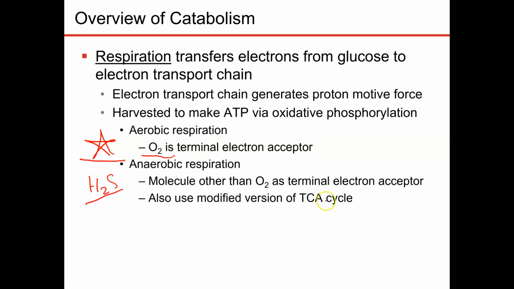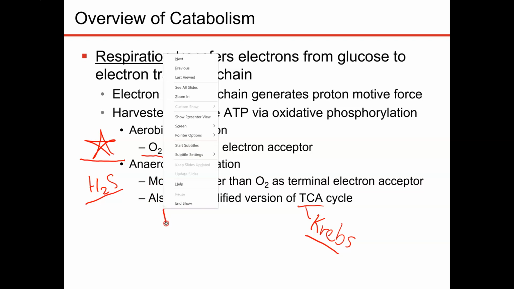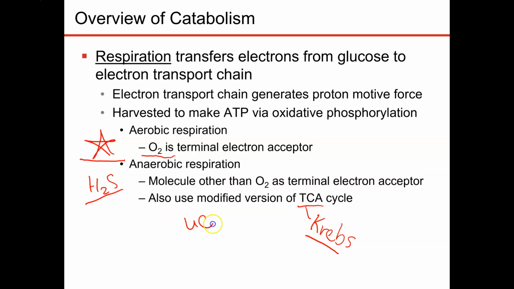They also use a modified citric acid cycle, so TCA, tricarboxylic acid cycle, also known as citric acid or Krebs. I typically call it Krebs or citric acid. But they're not going to use oxygen. These are anaerobic organisms. In this process, they produce ATP, but it is much less ATP than in aerobic respiration, okay?